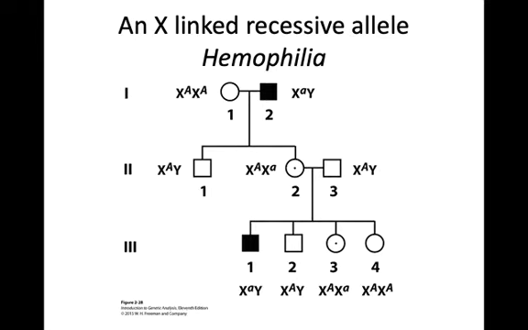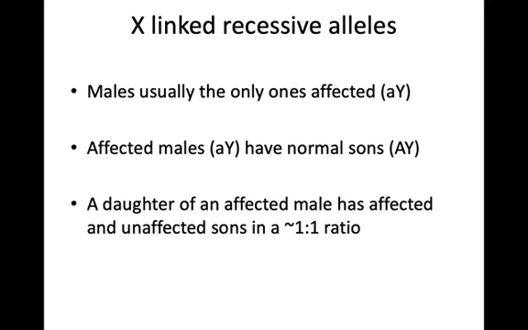So the rules for that are males are usually the only ones affected, but that doesn't mean it's always the case. The affected males, all right, that are little a Y, have normal sons because the affected males transmit the Y to their sons, and the sons collect the wild type allele from their mothers. And the daughter of an affected male has affected and unaffected sons in a 1-to-1 ratio. All right.